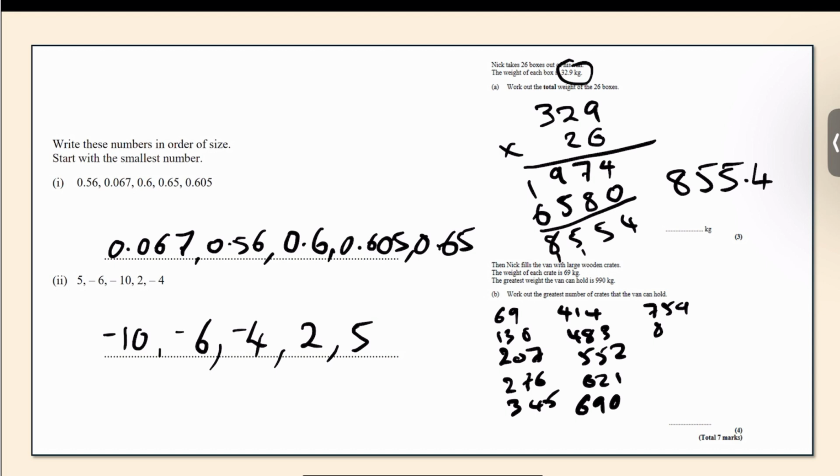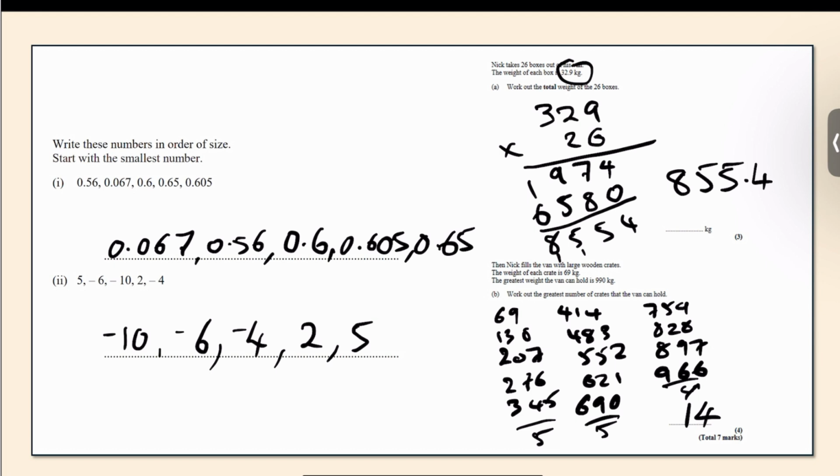I suppose 8, 2, 8, 8, 9, so getting close. 9, 6, 6, that must be my last one. Let me just double check. Yeah, next one would be 1035. So, okay, what have we got? We've got 5, 5, and then 4. So there is 14 times that 69 will go into 990.